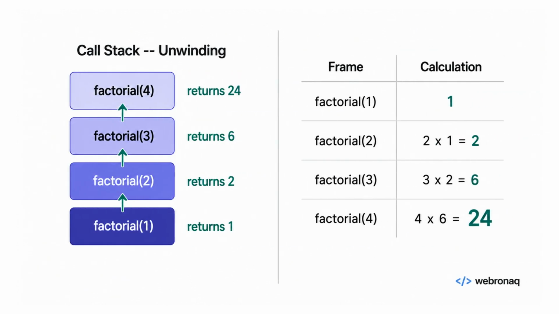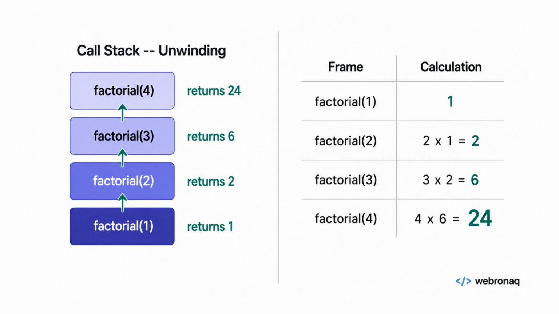Now the stack unwinds. Factorial of 1 hits the base case and returns 1 to the frame above it. Factorial of 2 was waiting with n equal to 2, so it computes 2 multiplied by 1, and returns 2. Factorial of 3 was waiting with n equal to 3, so it computes 3 multiplied by 2, and returns 6. Finally, factorial of 4 was waiting with n equal to 4, so it computes 4 multiplied by 6, and returns 24. That is the answer.